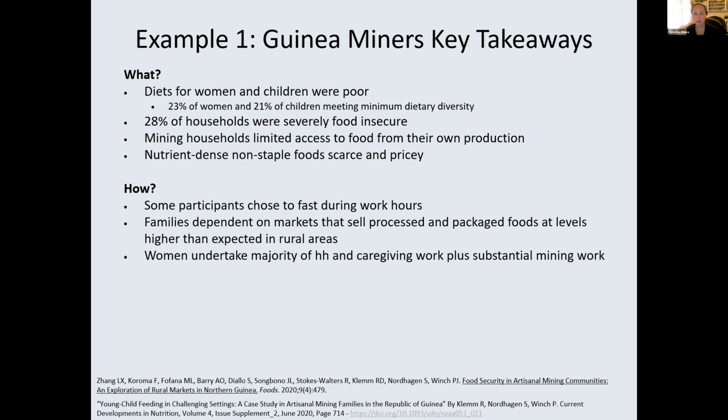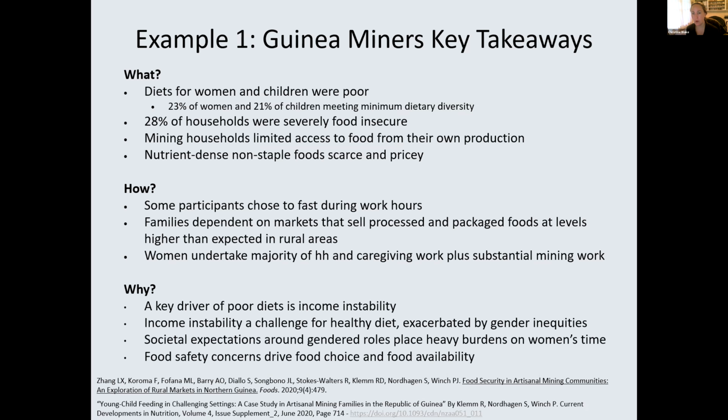And further, that women undertake a majority of the household and caring work plus substantial mining work. And that when combined with a lack of safe and affordable childcare options, this put a heavy burden on women's time for young child feeding. So to gain even more useful guidance for program and policy action, the research design allowed them to address why these decisions were made, or why they were engaging in food behaviors in the way that they were.